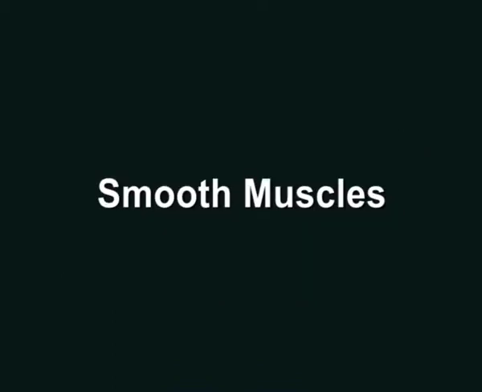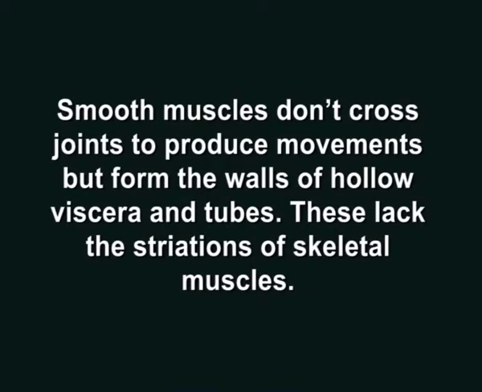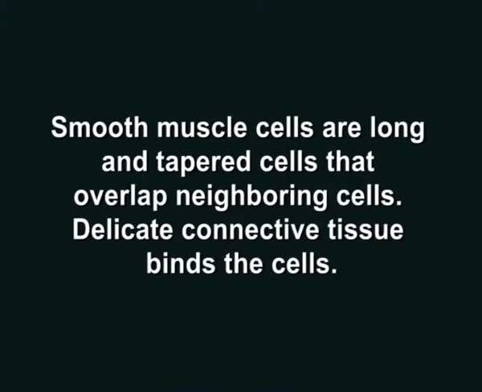Smooth muscles. Smooth muscles don't cross joints to produce movements, but form the walls of hollow viscera and tubes. These lack the striations of skeletal muscles. Smooth muscle cells are long and tapered cells that overlap neighboring cells. Delicate connective tissue binds the cells.